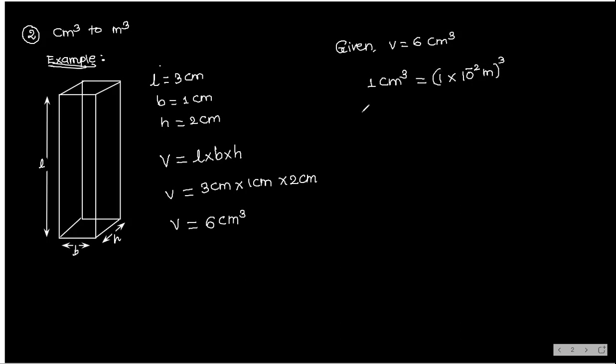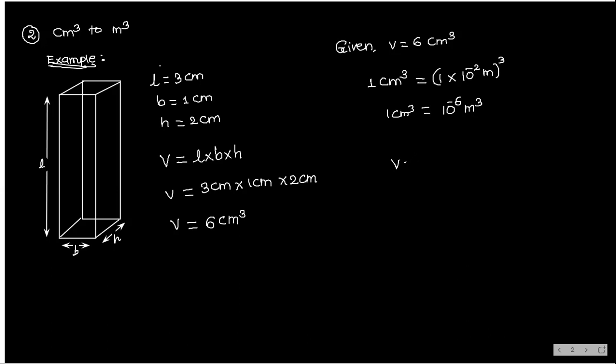Understanding? Yes, sir. Now tell me how much this is. 10 power minus 2 into 3 is 10 power minus 6 meter cube. This is your 1 centimeter cube.